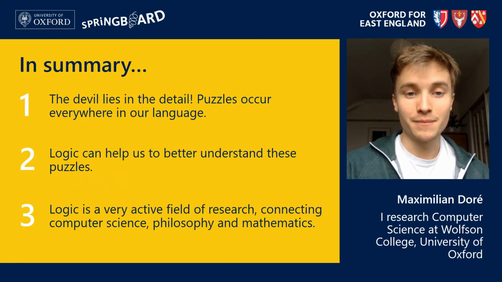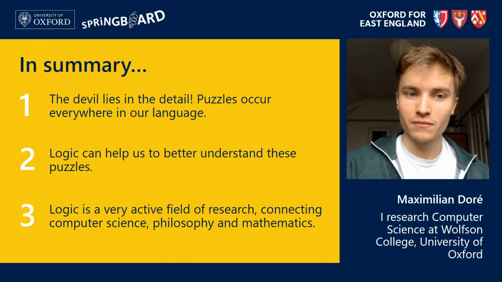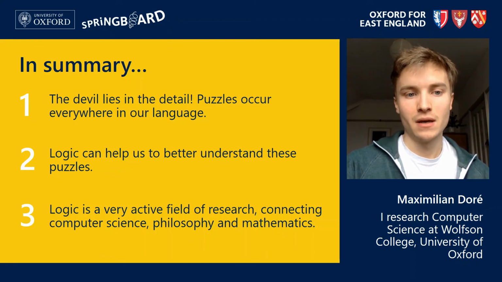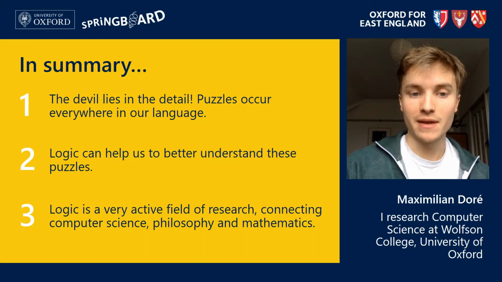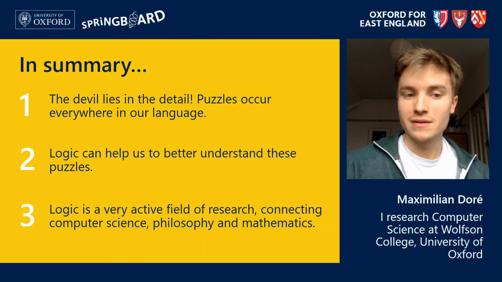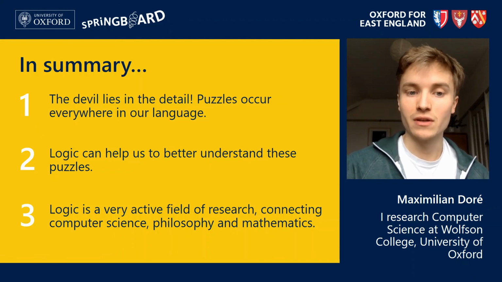So we've seen in this talk that in mathematics, but also more generally in every kind of language, the devil really lies in the detail, and ambiguities and obscurities occur everywhere in our language. And to understand this, we have to be very meticulous and reconstruct on a very fundamental level what we mean by certain things. And I think that logic can really help us in this way to better understand puzzles in natural language and in mathematical language. And I think what you've also seen is that logic is not some monolith which is already fixed. There's a lot of groundbreaking research still going on, and it's in particular interesting that it connects different subfields and bigger fields of mathematics which don't seem that connected at first sight, such as computer science, philosophy, and mathematics.